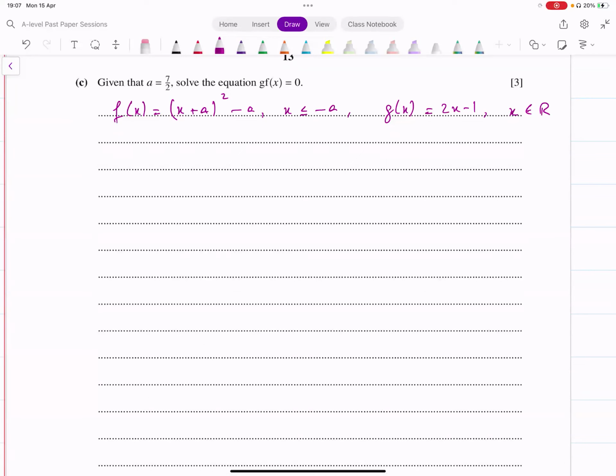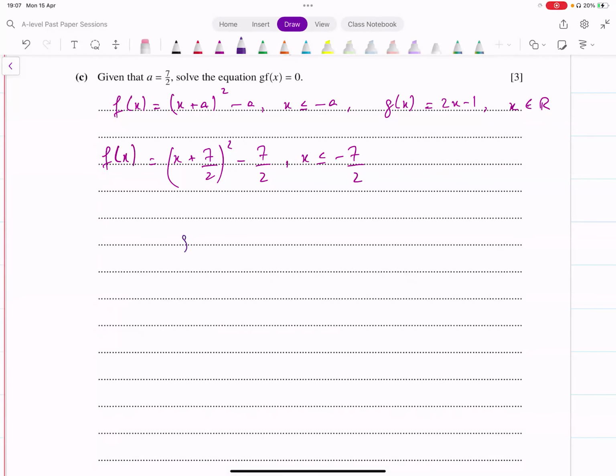Now, the equation that we need to solve is g f of x equals 0. For that, first of all, they've given us the value of a. So it becomes x plus 7 over 2, whole squared, minus 7 over 2. And the domain is x less than or equal to minus 7 over 2. That's the function f of x, and g of x is this. We just have to solve this equation.